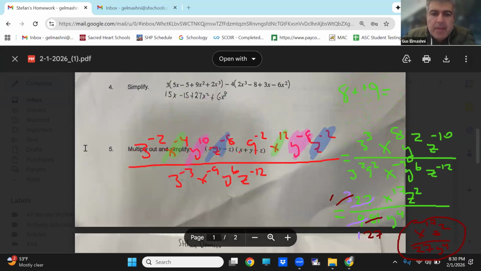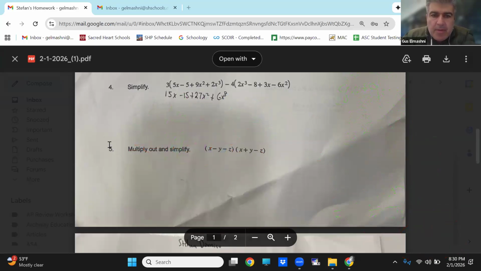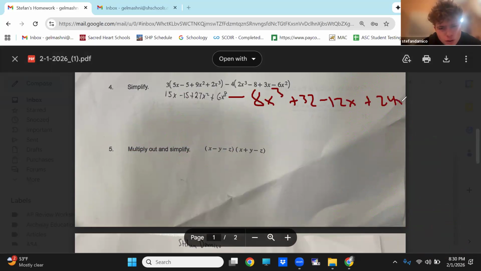Okay. So here we'll distribute. It looks like you're starting to do that, which is good. You're doing great. What if you switch to -4? You should get -8, plus 32 plus 32 minus negative 12x. 12x minus 12, 24 x squared.